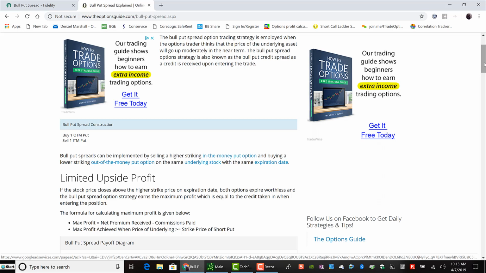Okay, one of the disadvantages is limited upside potential with this strategy, but you will minimize your exposure or your risk at the same time. If the stock price closes above the high strike price on expiration date, both options will expire worthless, and the bull put spread option strategy earns the maximum profit, which is equal to the credit taken in when entering the position. So you can read the rest of this at your leisure.